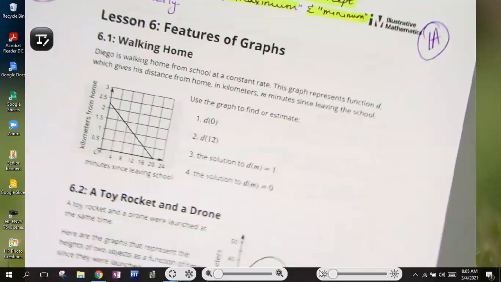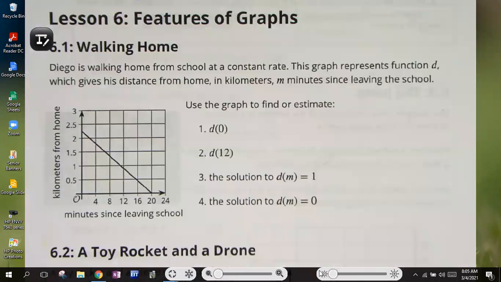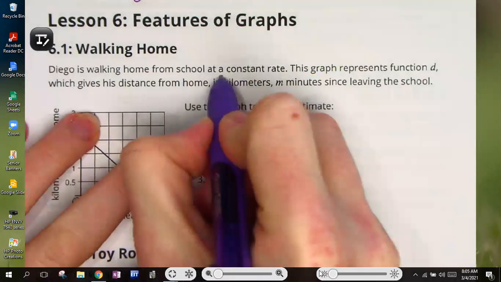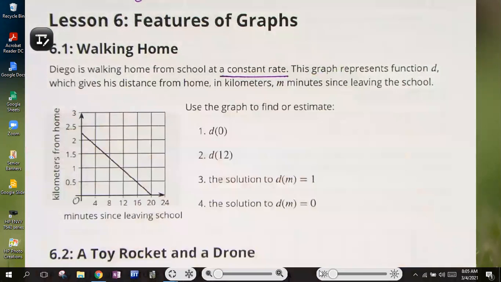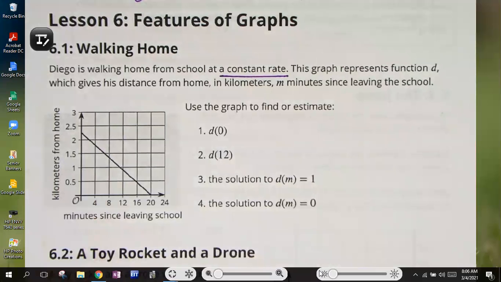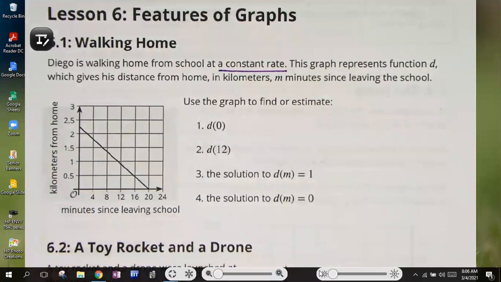So 6.1, walking home. It says Diego is walking home from school at a constant rate. I want you to underline constant rate. When it's saying that it's at a constant rate, I want you to think about a graph and know that it's talking about a straight line. You can see that on the graph that it's a straight line because the speed at which he was walking home never changed. So it was the same speed from start to finish. So it forms a straight line.